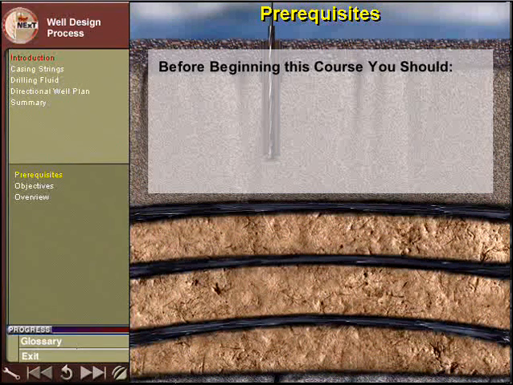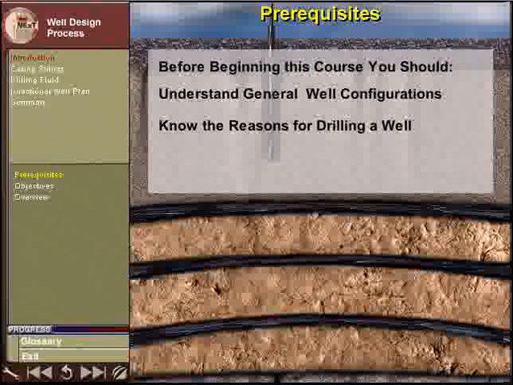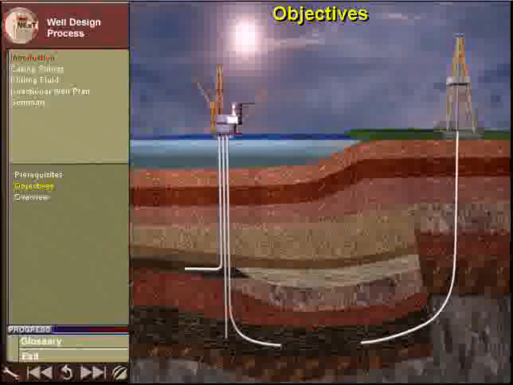Welcome to the IUPI Well Design Process module in the reservoir development phase of the E&P life cycle. Before beginning this course, you should have an understanding of the general configuration of a well, be familiar with the reasons for drilling a well, and know about basic geological structures and pore pressures. This module will discuss the process involved in designing a well.